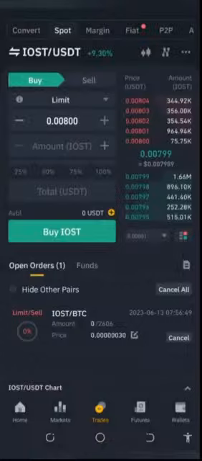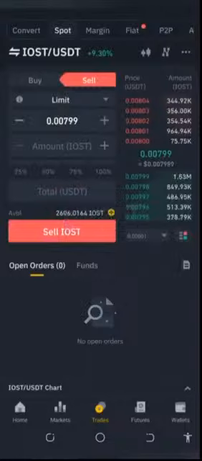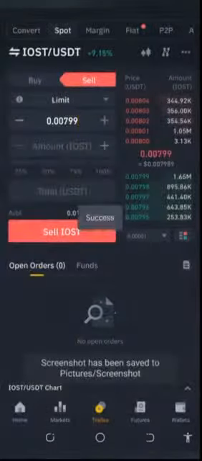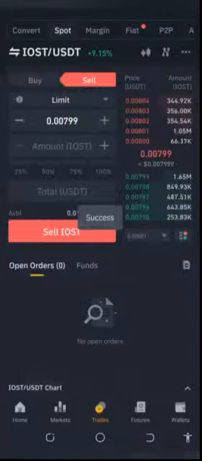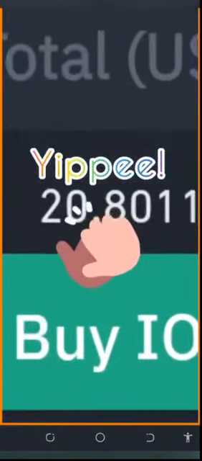So let's do this quickly. Let's cancel this, and let's see if we can actually sell and see what we can get. Let me see. Wow, this is great. Let's go ahead and sell. Wow, did I get it sold? Did I get it sold? Yippee, we got it sold.